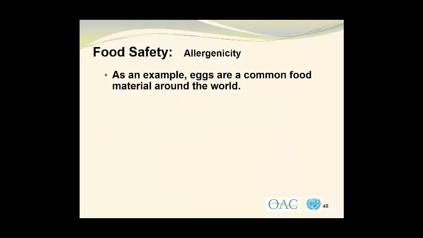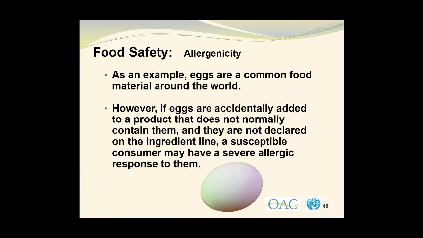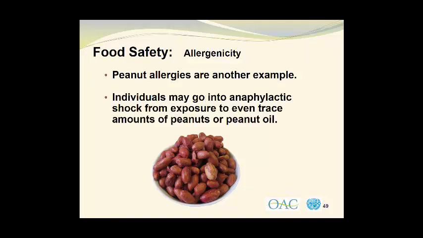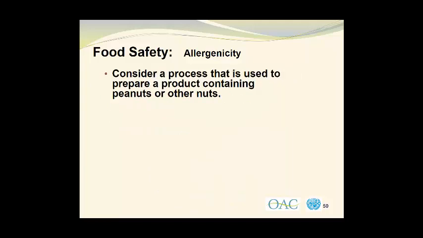As an example, eggs are a common food material around the world. However, if eggs are accidentally added to a product that does not normally contain them, and they are not declared on the ingredient line, a susceptible consumer may have a severe allergenic response to them. Peanut allergies are another example. Individuals may go into anaphylactic shock from exposure to even trace amounts of peanuts or peanut oil.